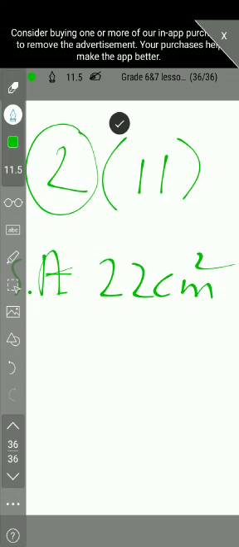Alright, you just substitute the values in the formula, solve all of the things in the bracket first, and in the last you multiply by this 2. Okay, that's all.